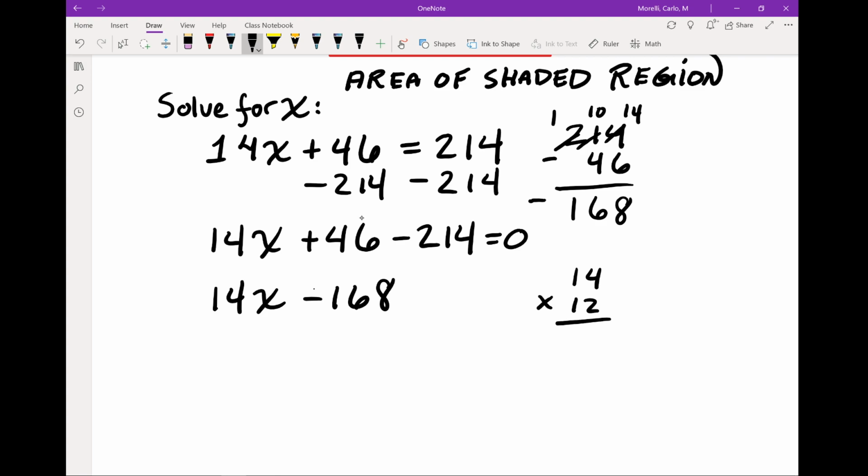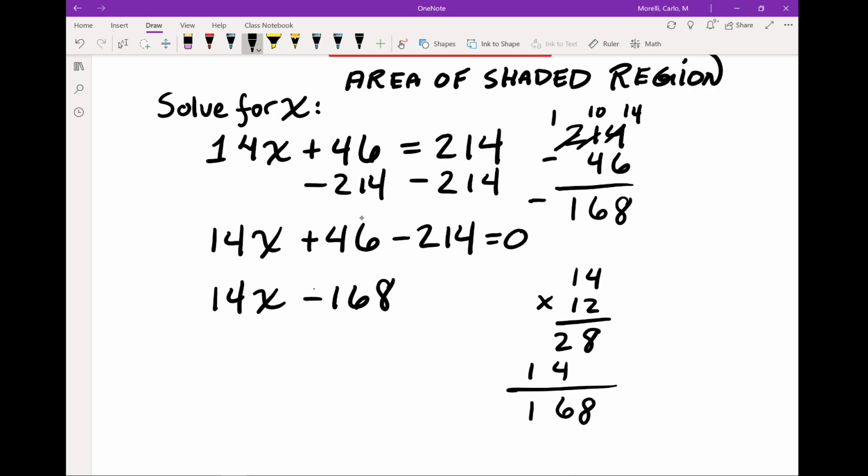Dude, you are actually a genius. So 4 times 2 is 8. 1 times 2 is 2. 4 times 1 is 4. 1 times 1 is 1. 168. Okay.